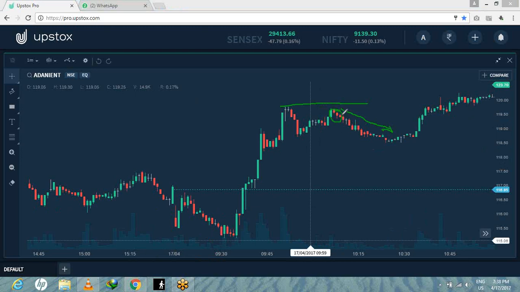So if you had entered somewhere here, you could have booked the profit till here, which would be around 119.50 to 118.50. This is not a big profit, but it's not bad for intraday. If you consider intraday, 1 rupee profit is also good. With a stop loss of around 50 paisa and 1 rupee profit, it's very nice if you consider intraday.